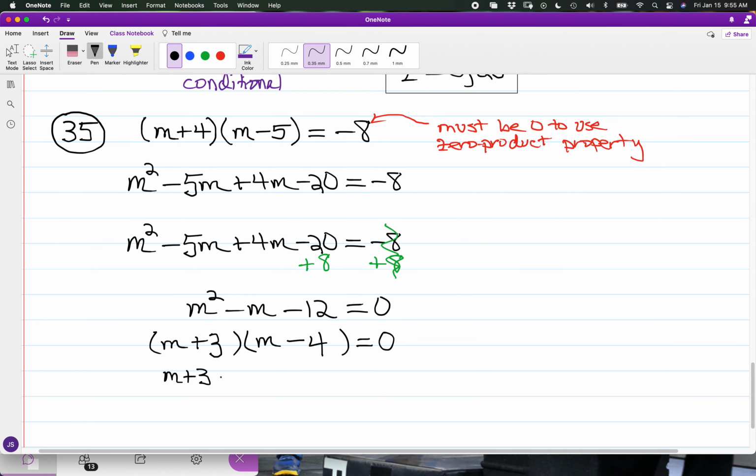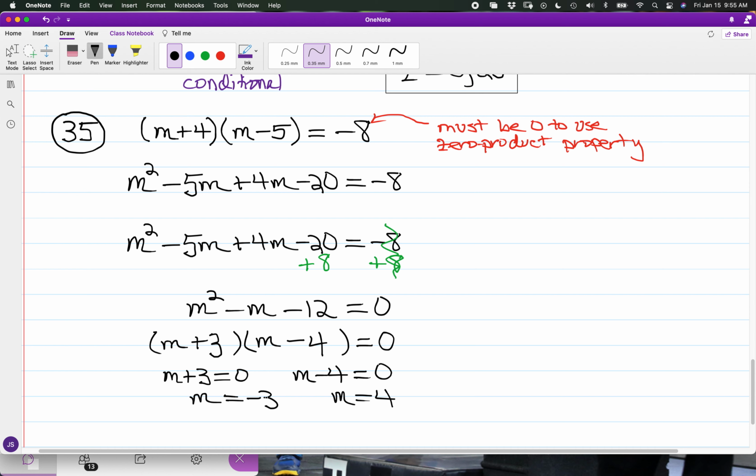And just taking what we have with the zero product property, if I set the factors to 0, if m plus 3 is 0, we have that m is equal to negative 3. And if m minus 4 is equal to 0, okay, we have that m is equal to 4.